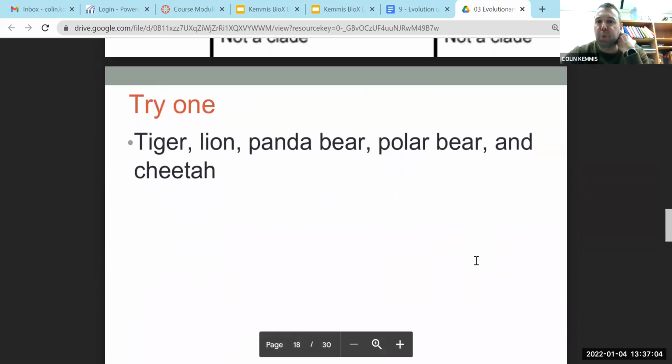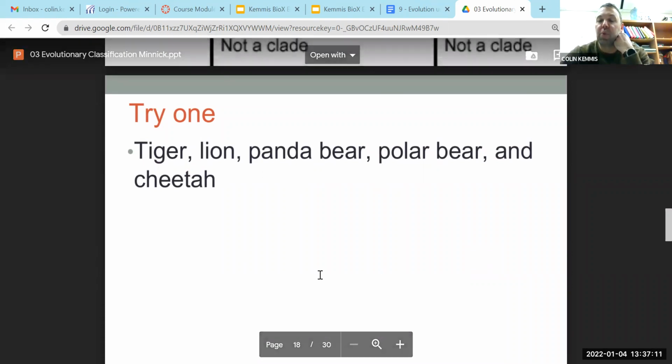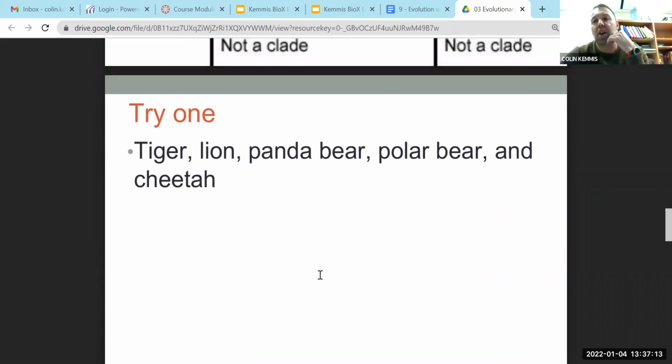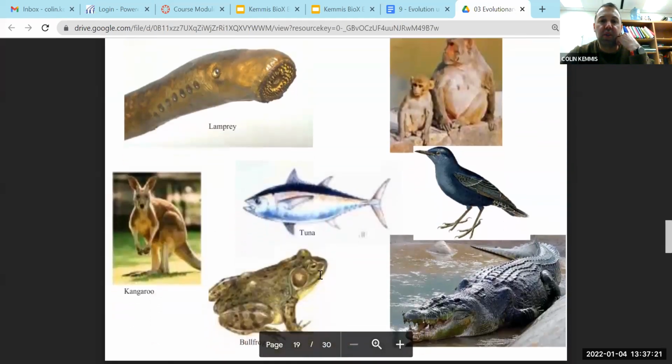There's a couple different places for you guys to practice in here. How are these organisms related? Which ones are more closely related? Could you draw a little cladogram and show those nodes and have them branch? How about these organisms? Could you organize them into branching, showing which is more closely related? So pause the video and try this out in your notebook or your journal.